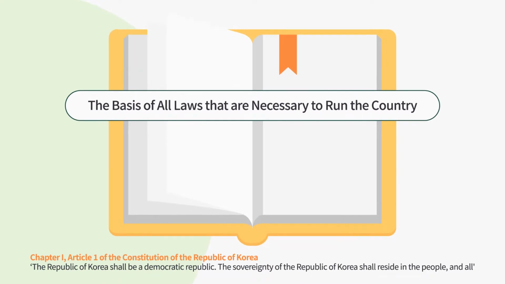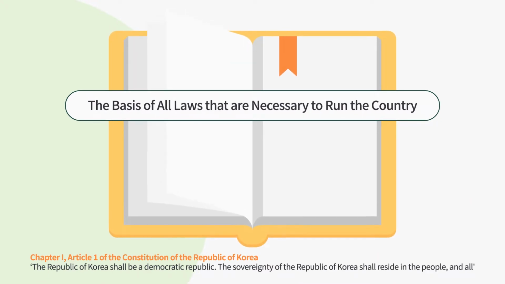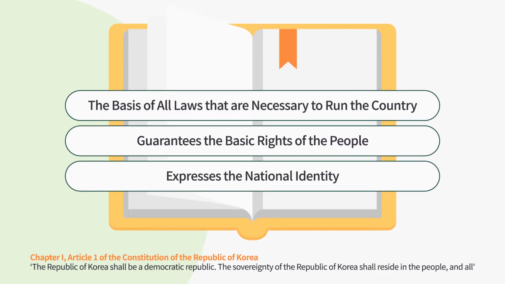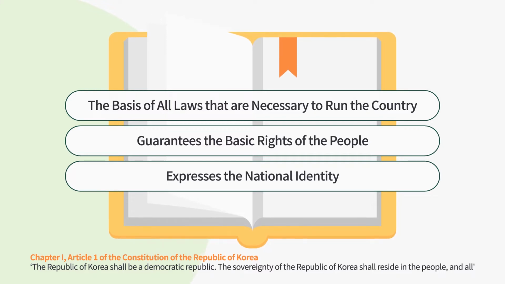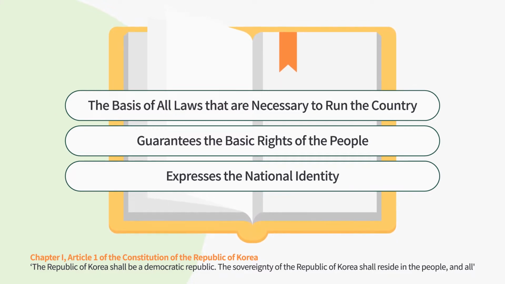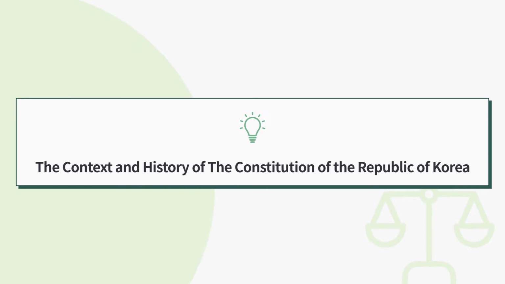The Constitution is the basis of all laws that are necessary to run the country, guarantees the basic rights of the people, and at the same time expresses the national identity. If we look closely, the Constitution consists of the essential contents for our lives. Today, we will take a look at the context and history of the Constitution of the Republic of Korea.